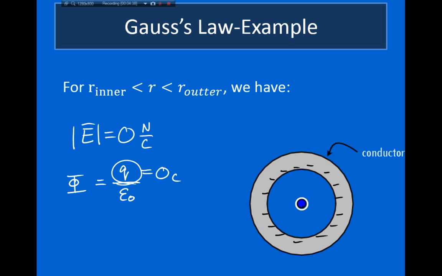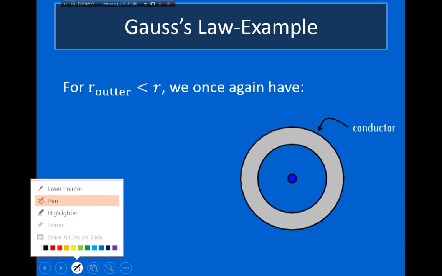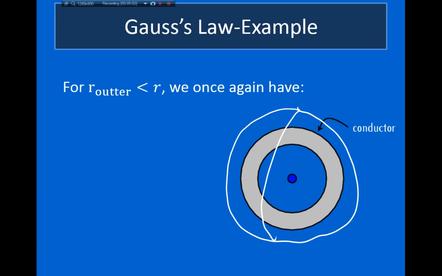So if this is some charge plus q, the charge that forms on the inner surface of the metal is going to be exactly minus q. And then of course we're going to have this positive charge that's going to build up on the outer surface of the metal. So finally, what's the electric field like on the outside? Well, again, we can just do the same thing we did before. I can pick a spherical surface that encloses this entire thing.